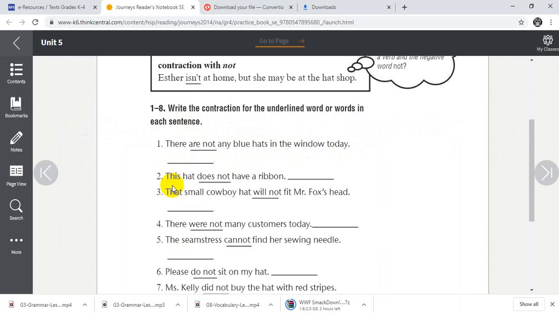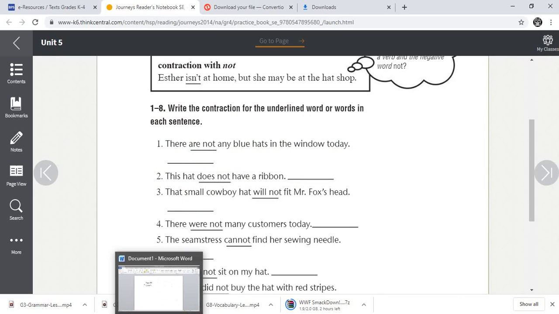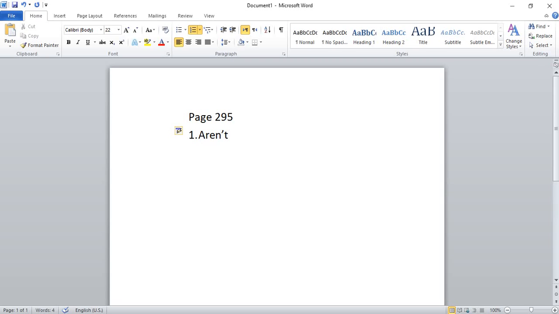Okay. Number 2. This hat does not have a ribbon. So it does not. We want to make it into a contraction, into one word. It's going to be what? Doesn't. Exactly. So number 2, this hat doesn't have a ribbon. Same thing, an apostrophe instead of the O.